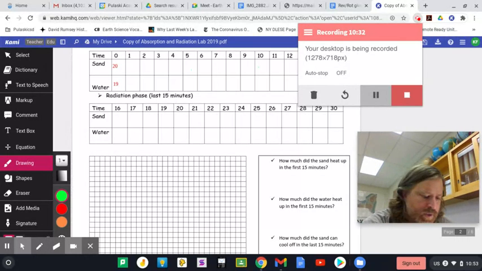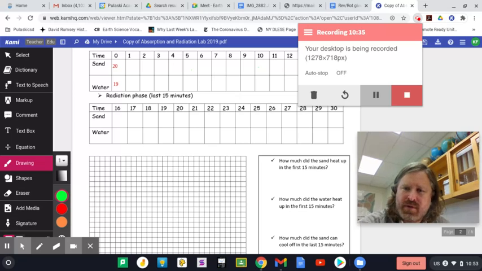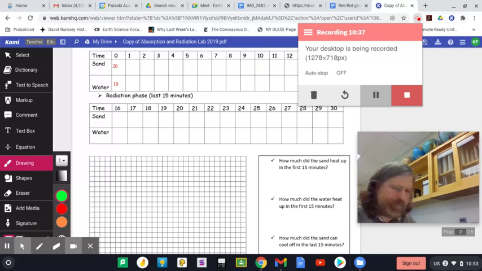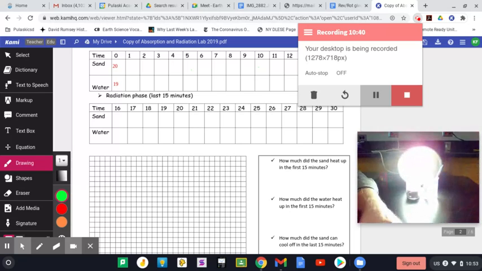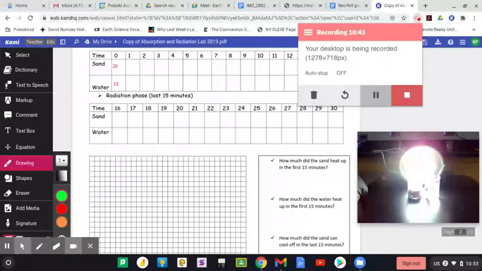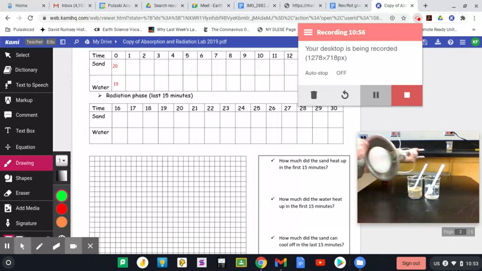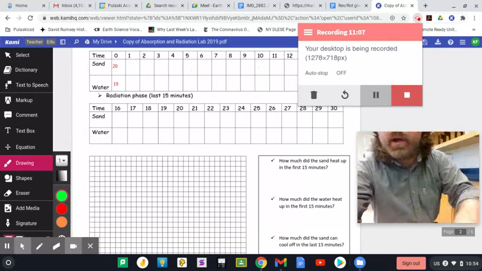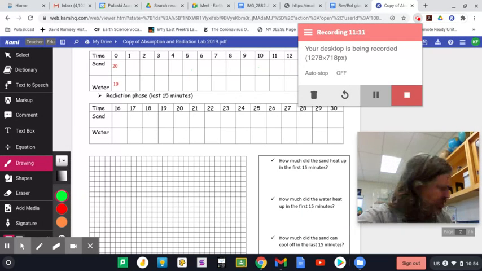All right, it's just about time, 20 seconds. I'm going to point you at the setup here. Get blinded by the light. And at 15 minutes, I'm going to turn this off and remove it because it stays hot. It continues to radiate energy. Our sand made it to 35, and our water made it to 29. Sand 35, water 29. I guess I don't have to repeat. You're on YouTube. You can just rewind it.